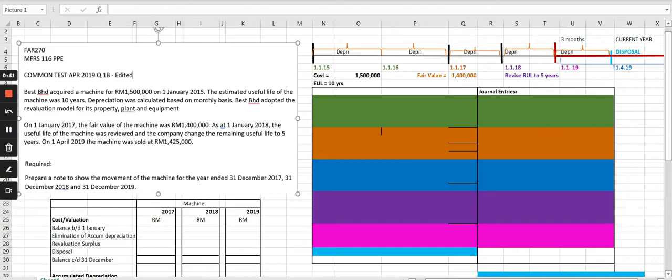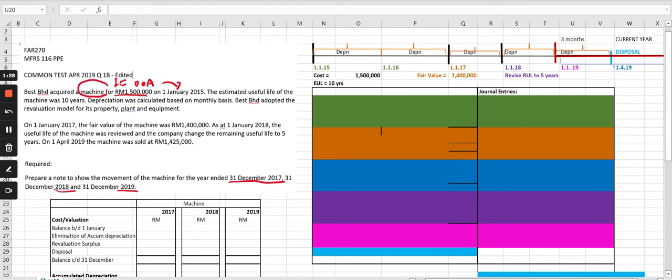You have the company Best Berhad that acquires a machine for 1.5 million. So if you look at the information given, this is what is given. The machine was acquired for 1.5 million. So this is the date of acquisition, which is this one, and this is the initial cost, right? So we are going to prepare the notes, and if you look at the requirement, I have already edited it. You are going to prepare the notes for 3 years, 2017, 2018, and 2019. But that will just be one particular PPE, that is a machine.